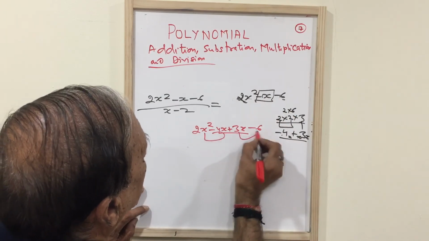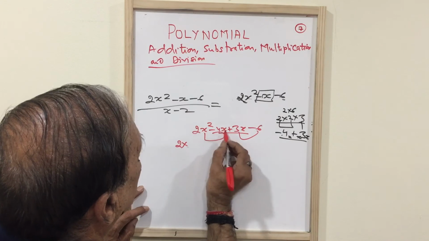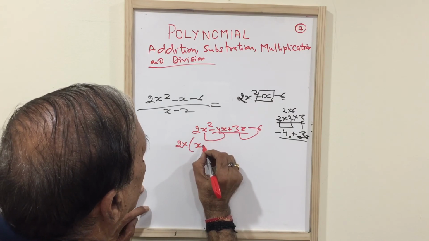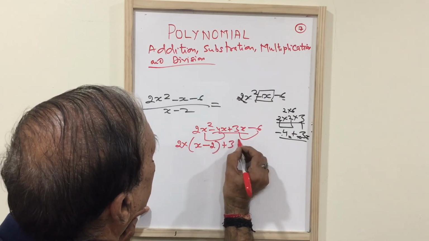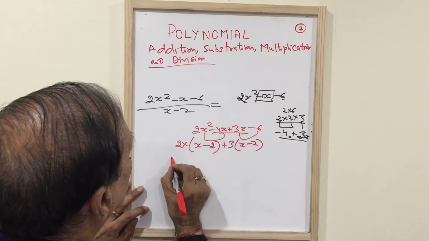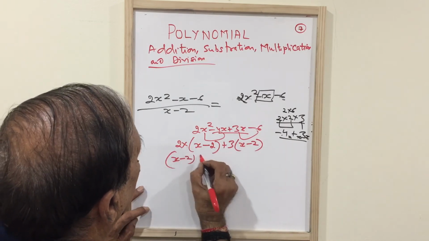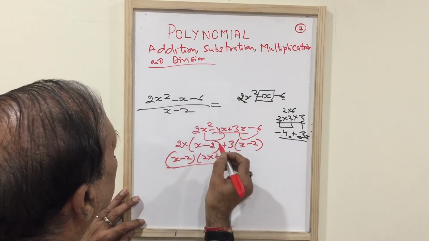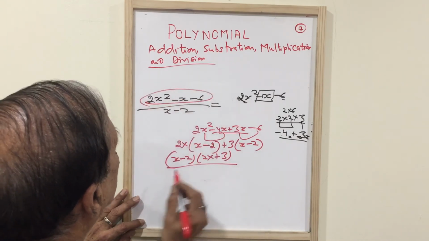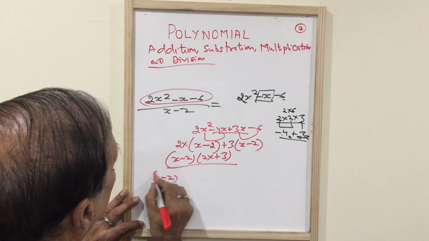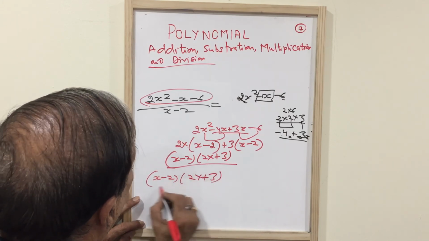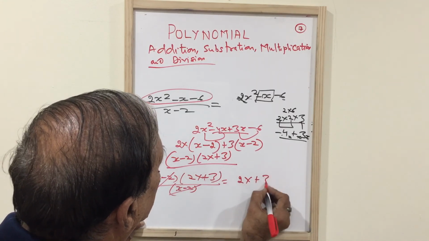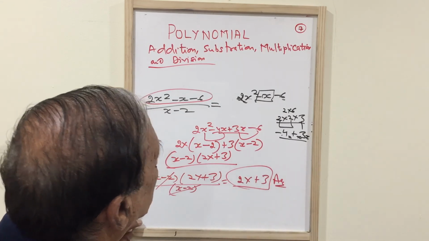So we'll group it. We'll take out 2x common from this, so it will be left with x minus 2, and we'll take 3 outside from this. It will be x minus 2. We'll take x minus 2 common from both. So we are left with 2x plus 3 here. So now I will put this value in the equation, x minus 2, 2x plus 3, divided by x minus 2. So this will get cancelled. So our answer will be 2x plus 3, this is our answer. So we can solve this equation.